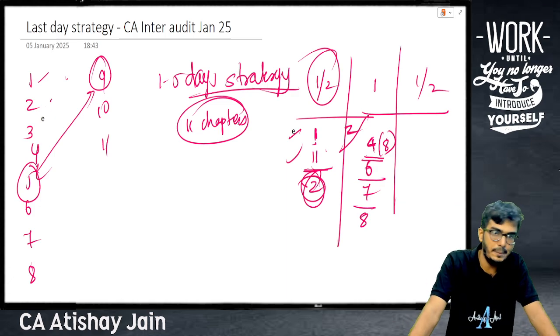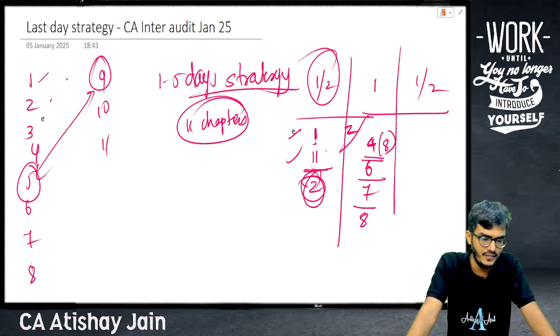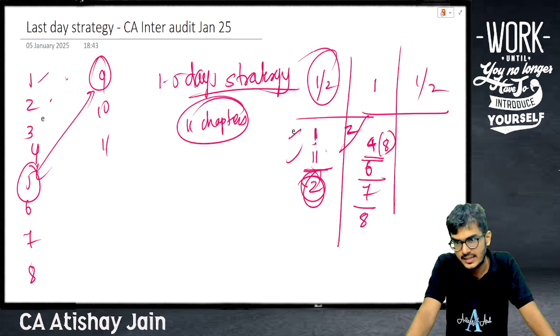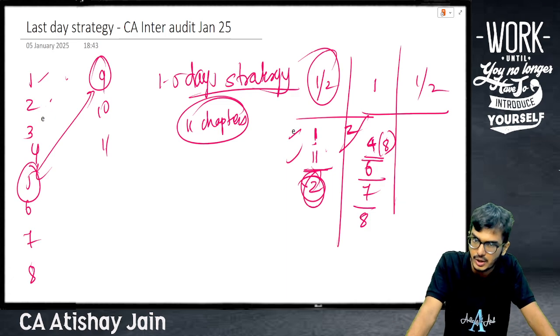audit report. Multiple SAs are there: 700, 701, 705, 706, 710, 299, 600 using the work of another auditor. Yes, all those SAs are there. Please try to cover as much of the SAs as possible. I mean, I would suggest you do all the SAs. You won't skip any of them.